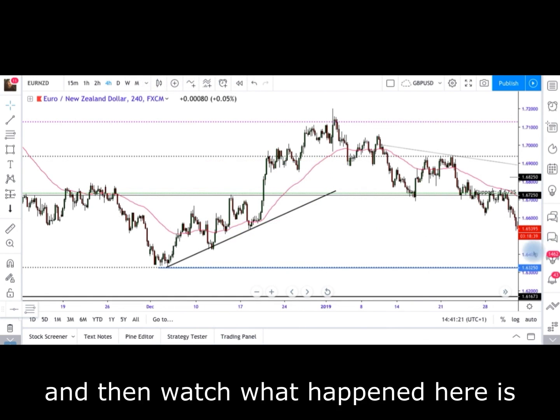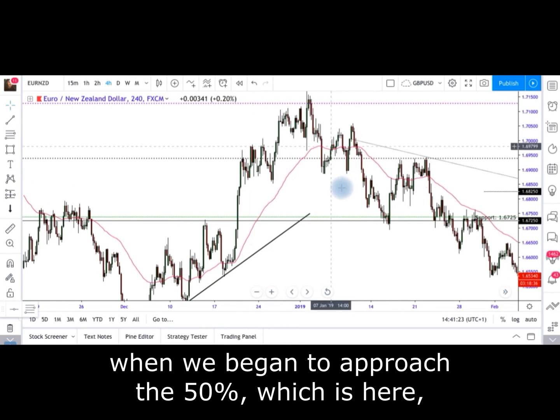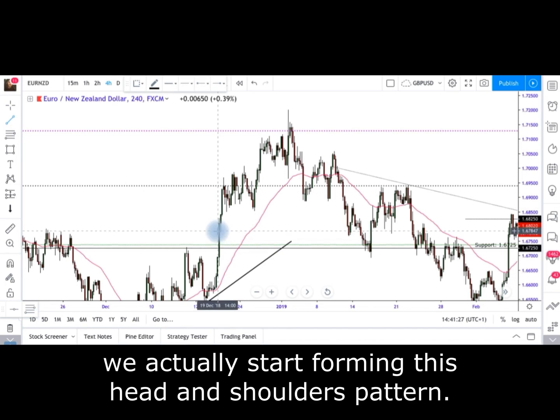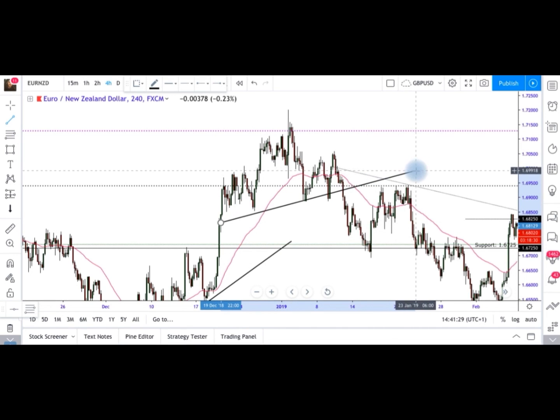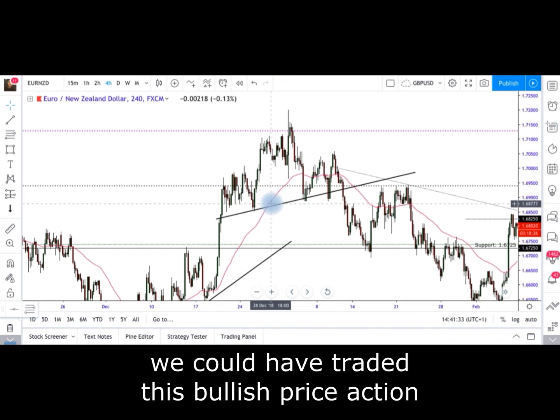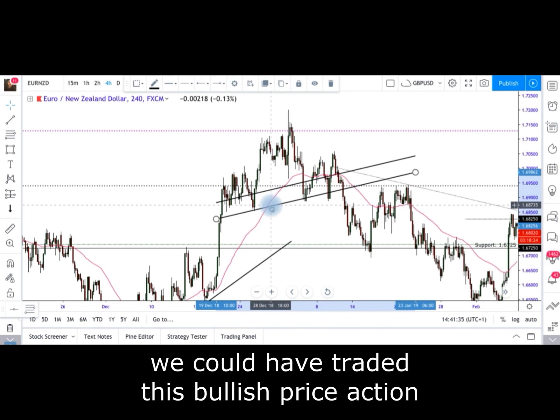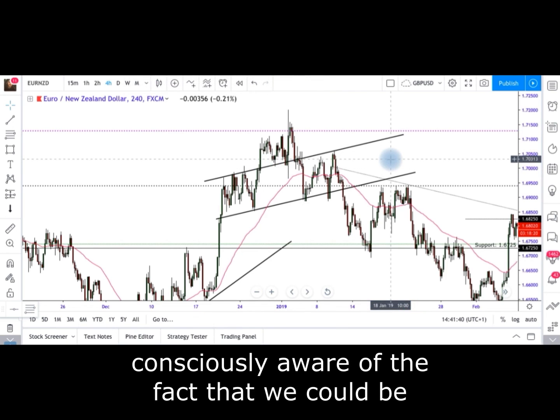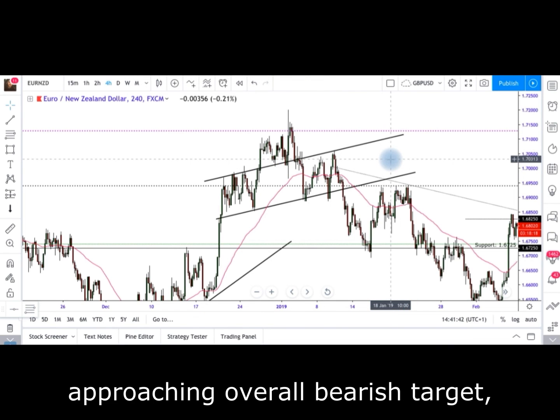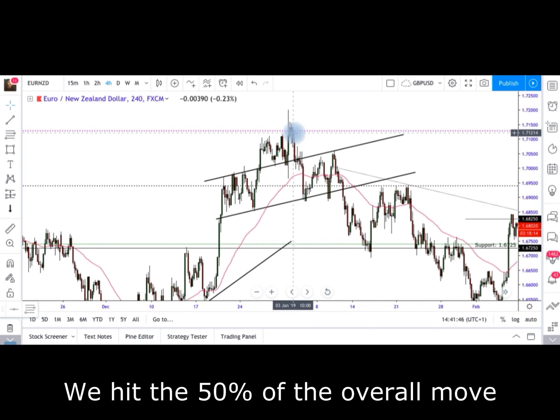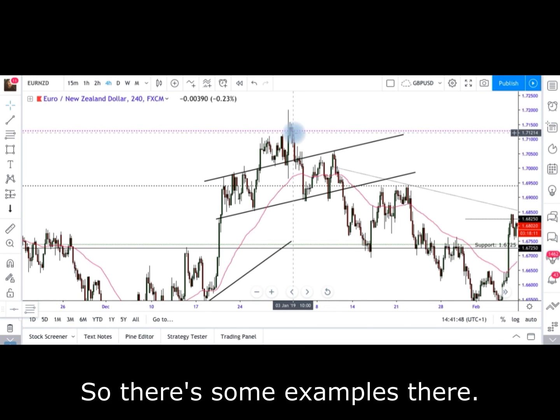And then what actually happened here is when we began to approach the 50%, which is here, we actually started forming this head and shoulders pattern. So what I'm trying to say is we could have traded this bullish price action on the smaller time frames and just been consciously aware of the fact that we could be approaching an overall bearish target, which is what we did here. We hit the 50% of the overall move, and then obviously we sold off again. So there's some examples there.